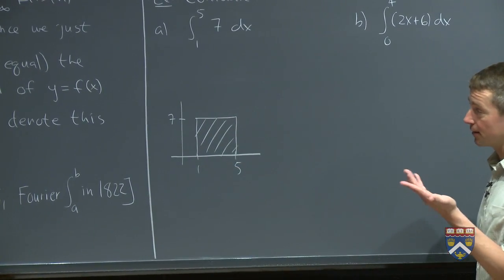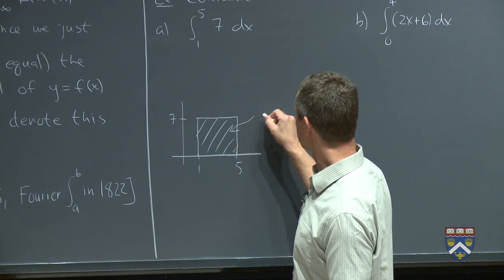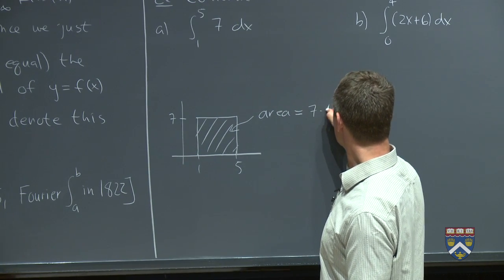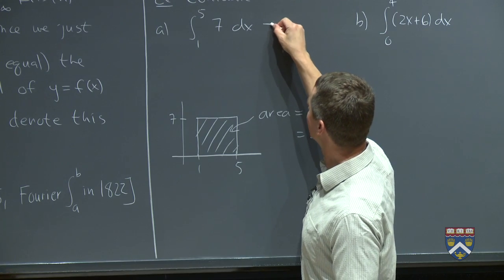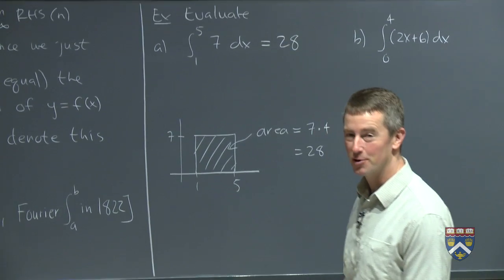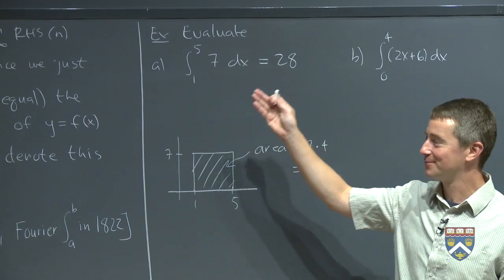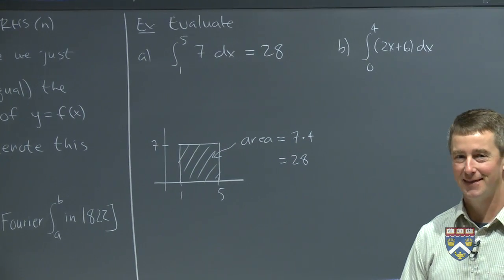So we just get a rectangle, and the width of the rectangle is 4, and the height is 7. So the area here is just 7 times 4, which is 28. I think we've seen that number 28 before, haven't we? It's one of those perfect numbers, remember, from earlier in the semester? So this integral is 28. So there you go. We've computed our first definite integral. Remember when we had computed our first derivative? That was exciting.